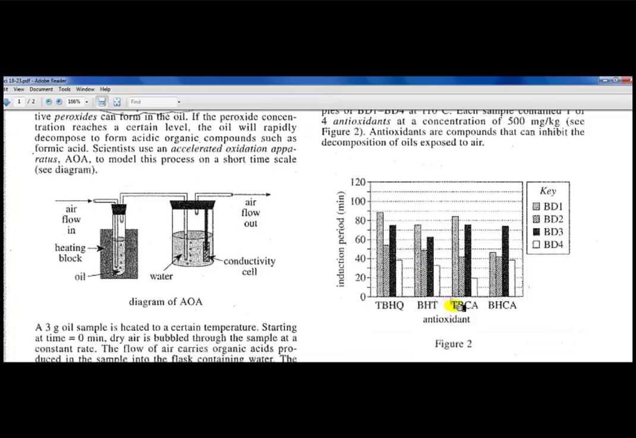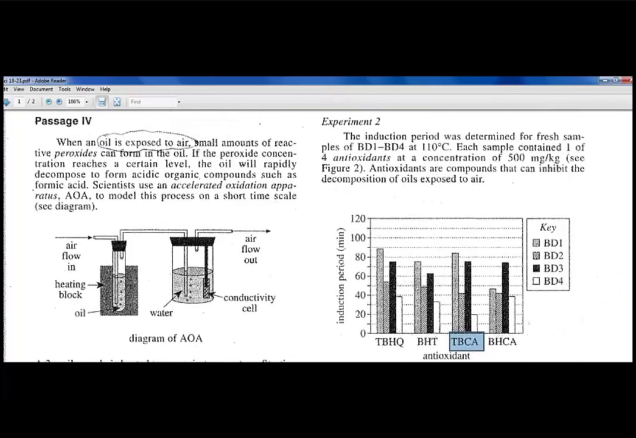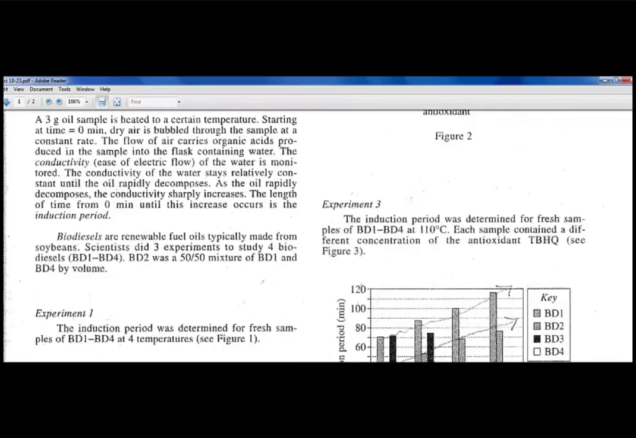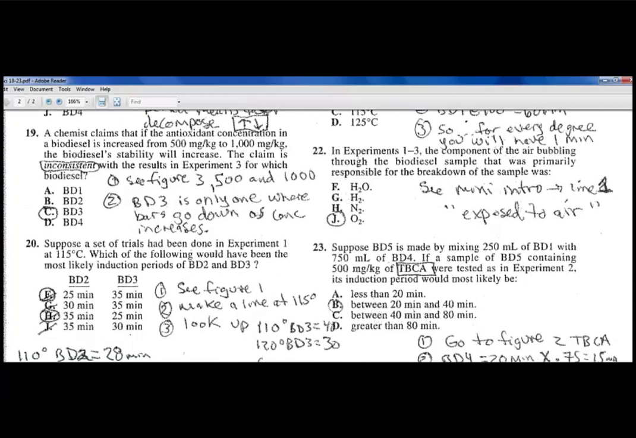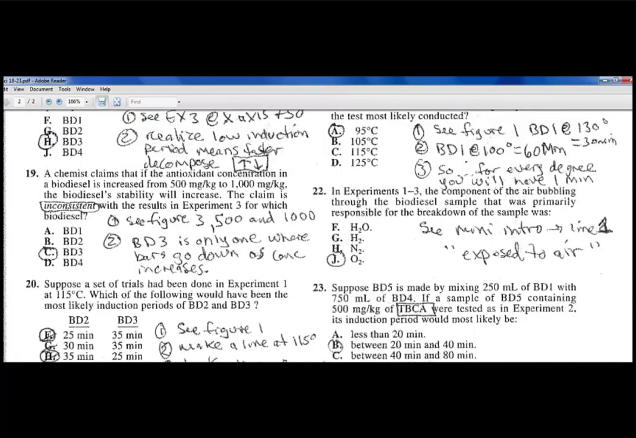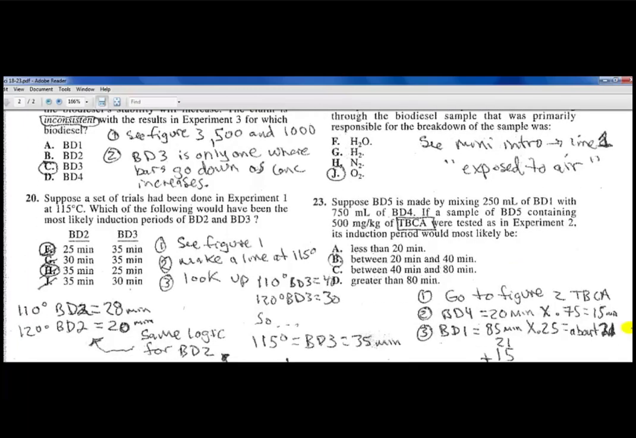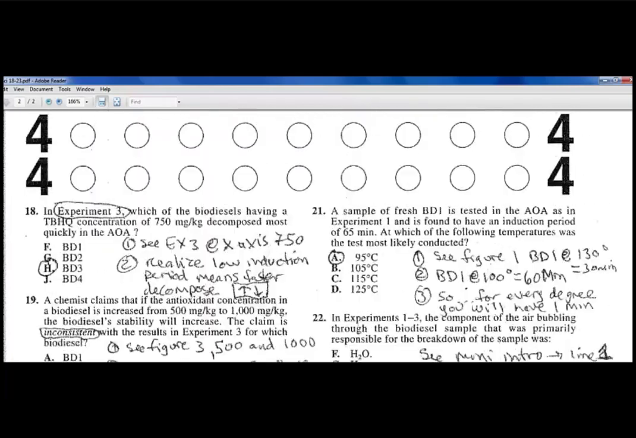Here is TBCA. So let's look and see what they're dealing with in experiment 2. It looks like the full concentration is 500 milligrams per kilogram. So to get a full load is 500 milligrams. All right, so we're in experiment 2. Now, the second thing that we're going to do here is take a look. We are going to make a new solution, which is called BD5, from BD1, which is 250, right? So let's go back up and find BD1 and see what that is.